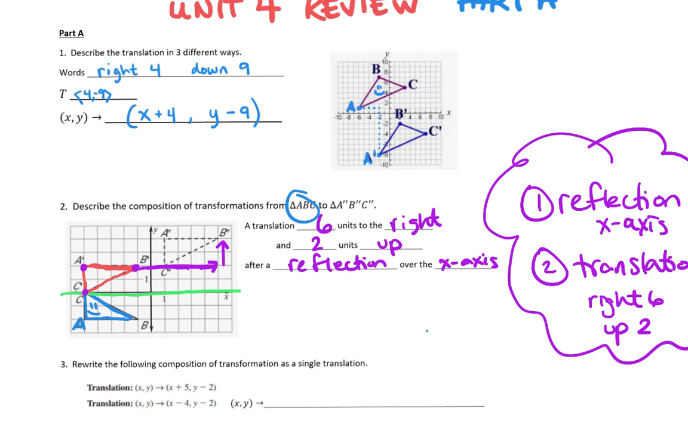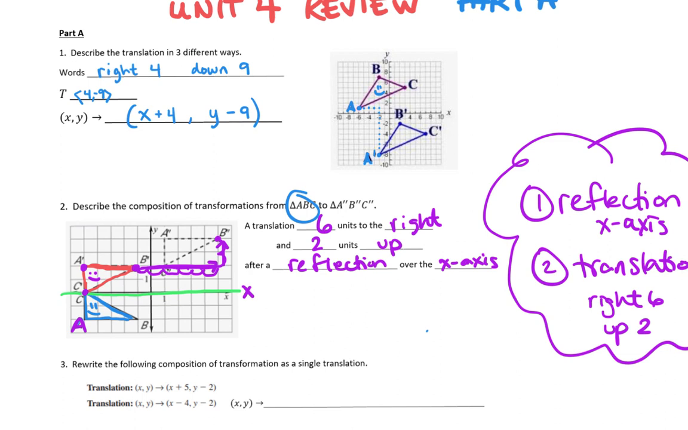So the way we did that was we started with the one that did not have the primes, and we saw that it was flipped over the x-axis to give us this second triangle. Now from that second triangle, I had to pick a point and count. So I picked B prime and counted over 1, 2, 3, 4, 5, 6, and then up 1, 2 to get to its corresponding point. I could have used any point. B just seemed like the easiest one.